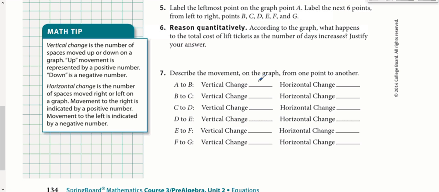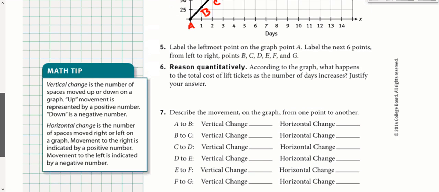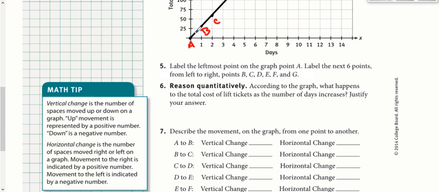What is my vertical change? So my vertical change from point A to point B was what? $30, right? So that vertical change was $30. And what was my horizontal change? 1 ticket, right? So 1. And how about from B to C? From B to C, okay, I went from $30 to $60, right?